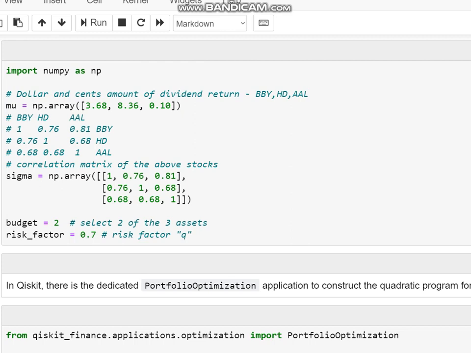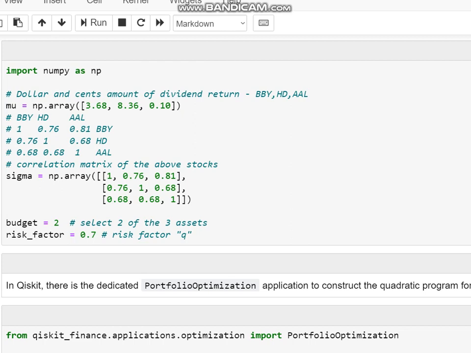So that's your correlation, but you need to put it into the computer. So you set a variable called sigma, an np array, and you stick this correlation matrix in here. So you see there 1, 0.76, 0.81, and then the next row 0.76. But this is just a simple example so that you can understand it. What you need to do is do that with all 30 stocks in the Dow Jones, or all 100 stocks in the Nasdaq. That's where the power of this really comes from.